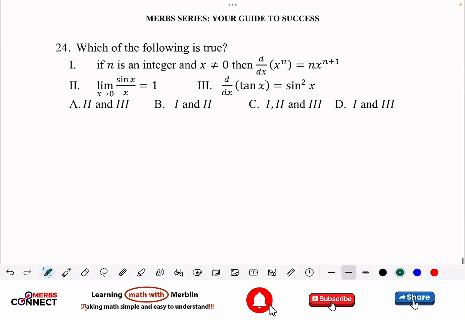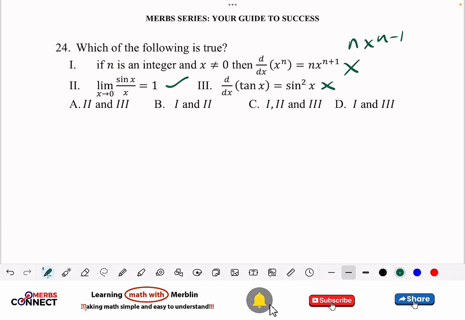Which of the following is true? If n is an integer and x is not equal to 0, then when I differentiate this, I'm going to get this. This is false. This should be n minus 1. This is true. This is also false.